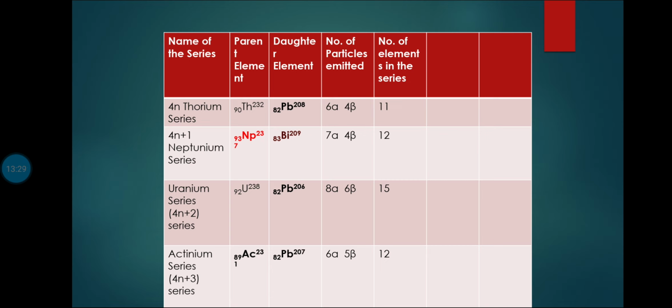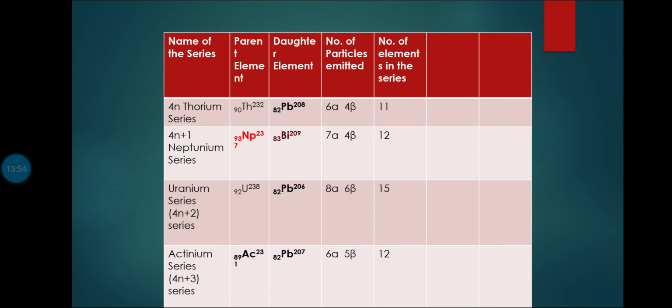The other one is the neptunium series. It is also known as the 4n plus 1 series. Here the parent element is neptunium 237. The daughter element, that is the final element formed in the series, is bismuth 209. Here 7 alpha particles and 4 beta particles are formed. The number of elements in this series is 12.